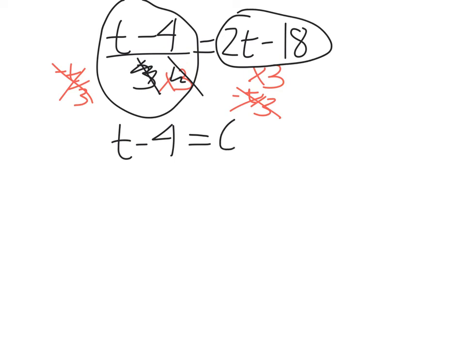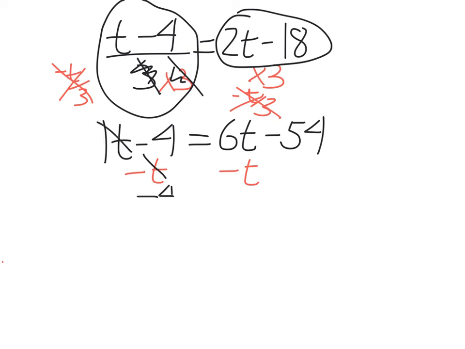So I have to times 2t by 3 and negative 18 by 3. Now I can do the process that I said before, subtract the t with the lowest coefficient. Remember, t is the same as 1t. So here I'm subtracting 1t from both sides. They cancel out. I'm left with negative 4 equals 5t minus 54.